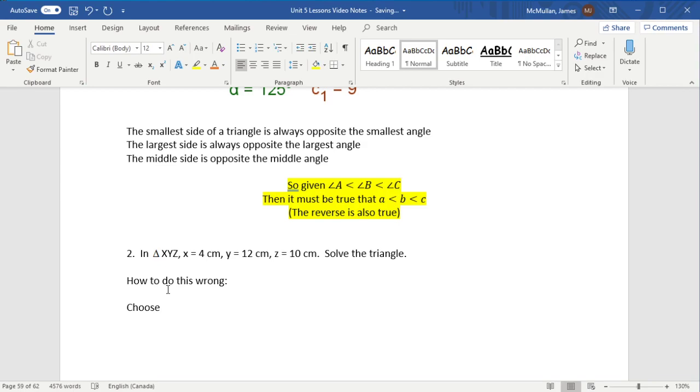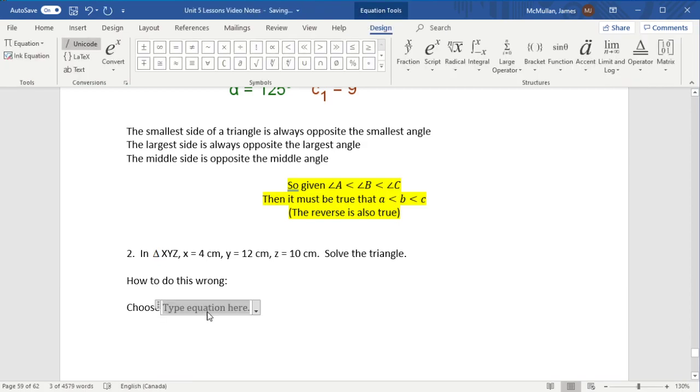Yeah, actually, this is a really good example. Actually, sorry, let me pause this for a second and just think about if this example works or not. Okay, yes, this example is going to work perfectly. So, how to do this wrong.